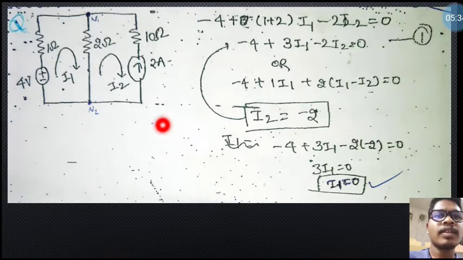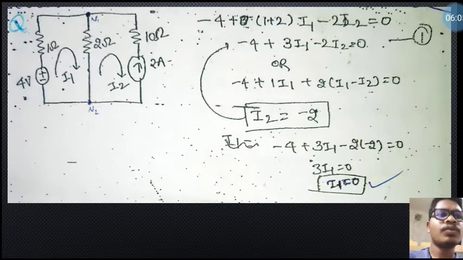Now see one question regarding mesh analysis. There is a 4 volt source connected with one resistance, and there is a current source with a value of 2 ampere, and the resistance connected with that current source is 10 ohm. In between the current source and the voltage source there is a 2 ohm resistance connected in parallel. Here we need to find the currents I1 and I2.